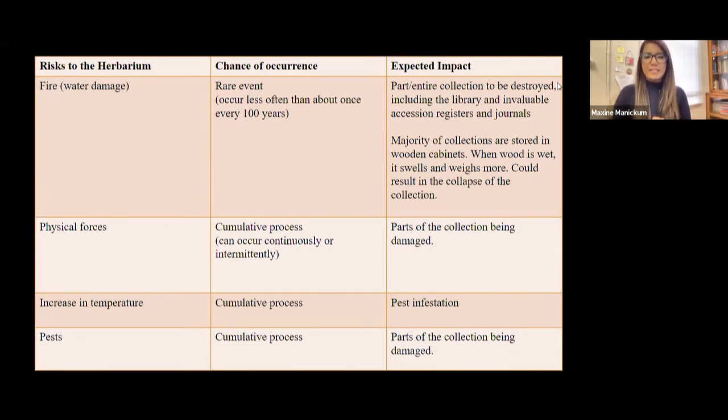Let's go to the next risk, physical forces. And I deem this as a cumulative effect, and this means it can occur continuously or intermittently. Now, the entire collection is found in a one-story building, so it's in one building. But the problem with this is we have an ever-growing collection, but we do not have space for the collection. This will unfortunately mean that maybe sometime in the future, some specimens are going to have to be stored on shelves to the brim of the shelf, until more storage equipment is bought and more storage areas found for these specimens. Over time, what does that do to specimens?